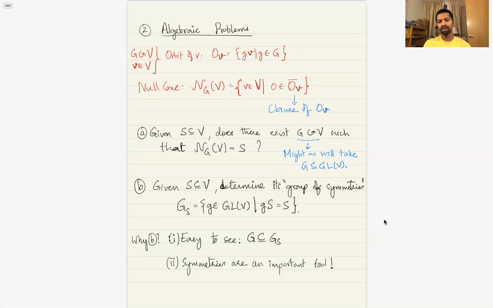And so in some sense, problem A is a search for a hypothetical group, and problem B is giving you some sort of a rough upper bound for this first problem A. And maybe if you take a step back and think about problem B, no matter what you're studying, understanding the symmetries of the object that you're trying to study has almost always been helpful.